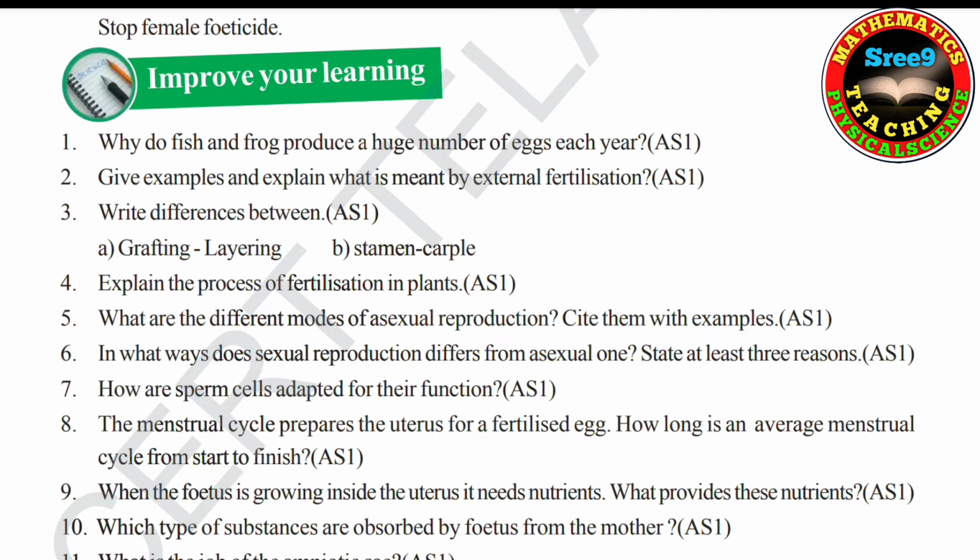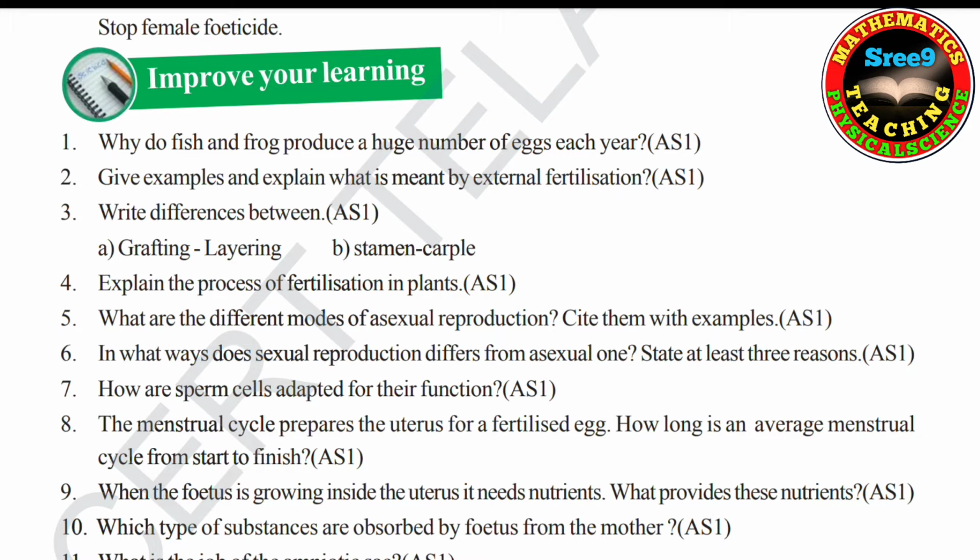Okay. Now the fourth one, very important: explain the process of fertilization in plants. Very, very important. Now the fifth one, you see, as I already told you: what are the different modes of asexual reproduction? Cite them with examples. So you have to write with examples. Okay, that is the fifth one.